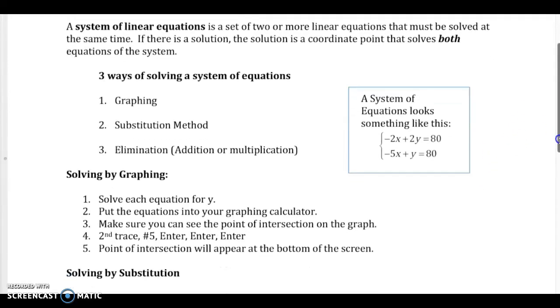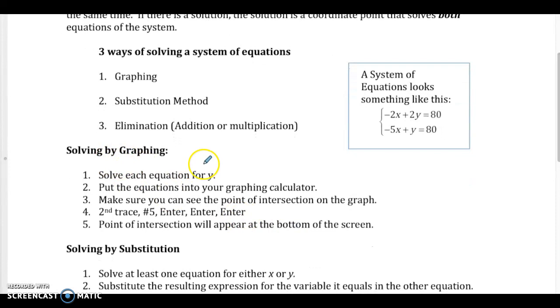And here are the steps for solving this system by graphing. So make sure each equation is solved for y. And again, we've talked about what that really means, solving for y. We're just rearranging the equation so it's in y equals form. Then you can put both of your equations in your graphing calculator. Then make sure you can see the point of intersection on your graph. So you want to look at the graph, make sure your window is set so that you can see where the lines intersect. And then if you press the second button and the trace button on your calculator and hit enter 3 times, it will give you the x value and the y value of your solution.